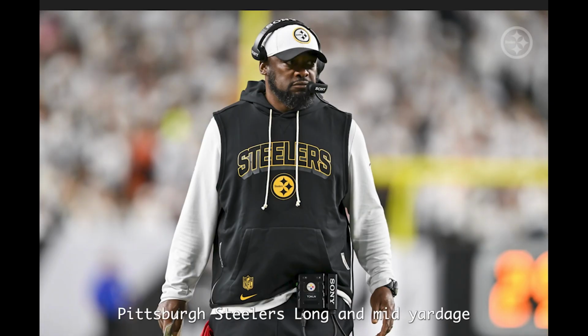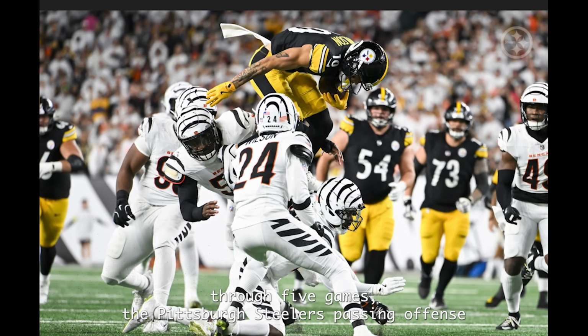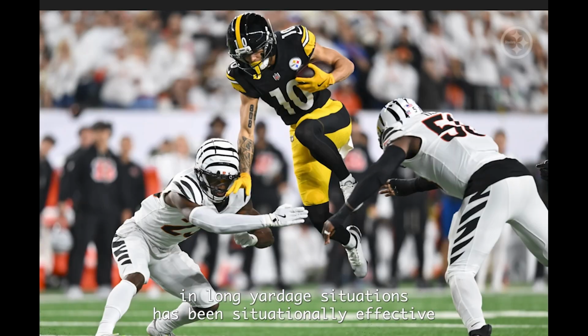Pittsburgh Steelers, long and mid-yardage passing overview through Week 5, 2025. Through 5 games, the Pittsburgh Steelers' passing offense in long-yardage situations has been situationally effective, but rarely explosive.